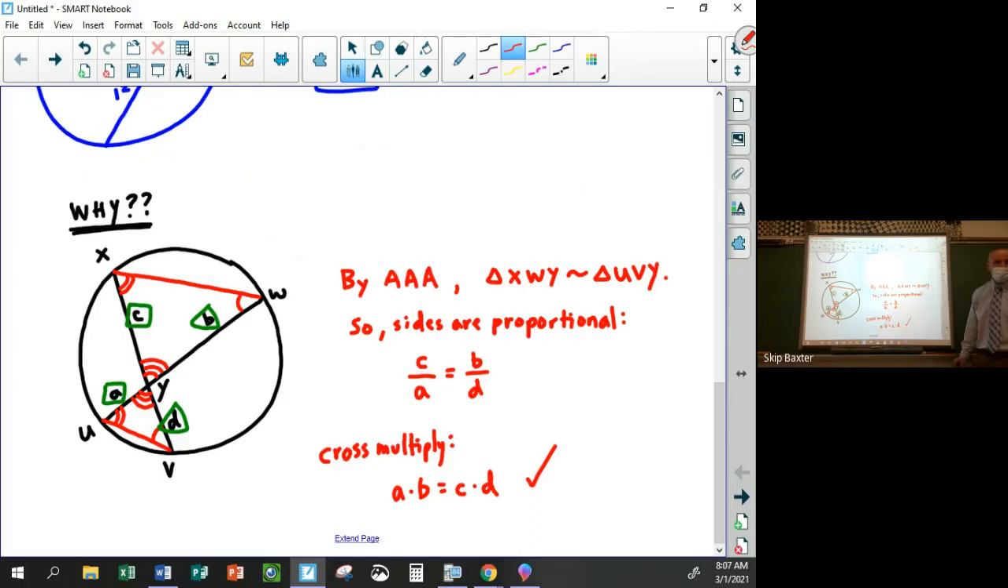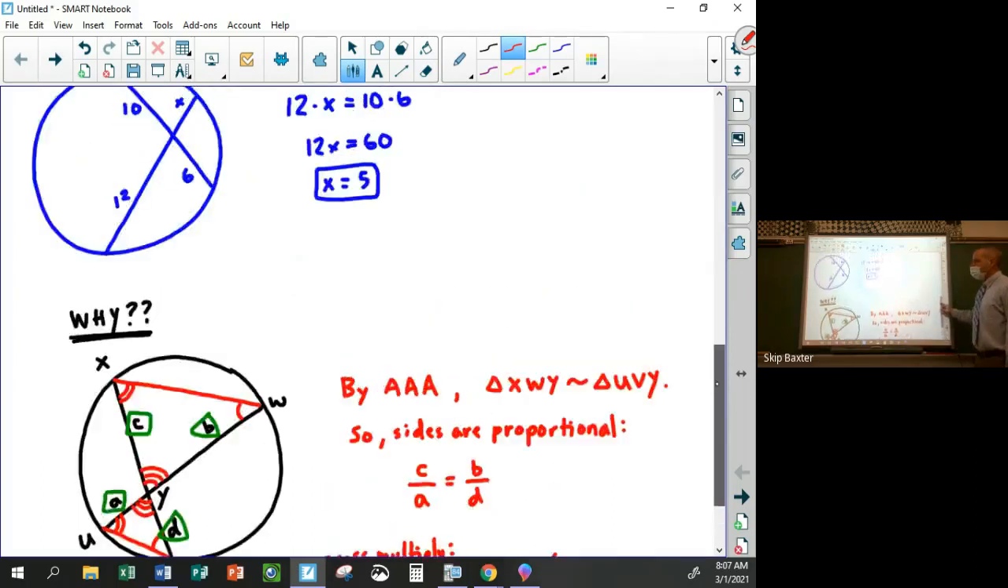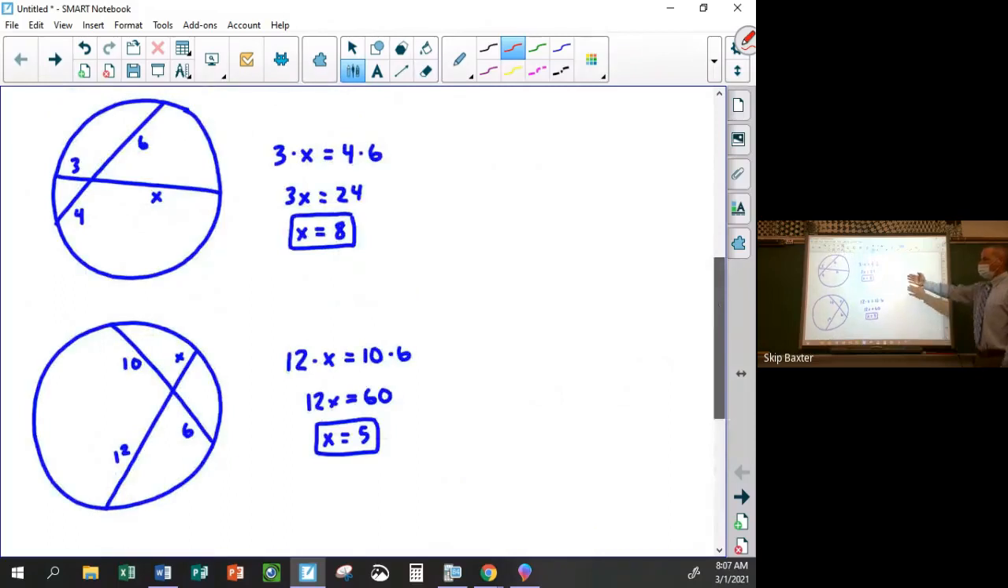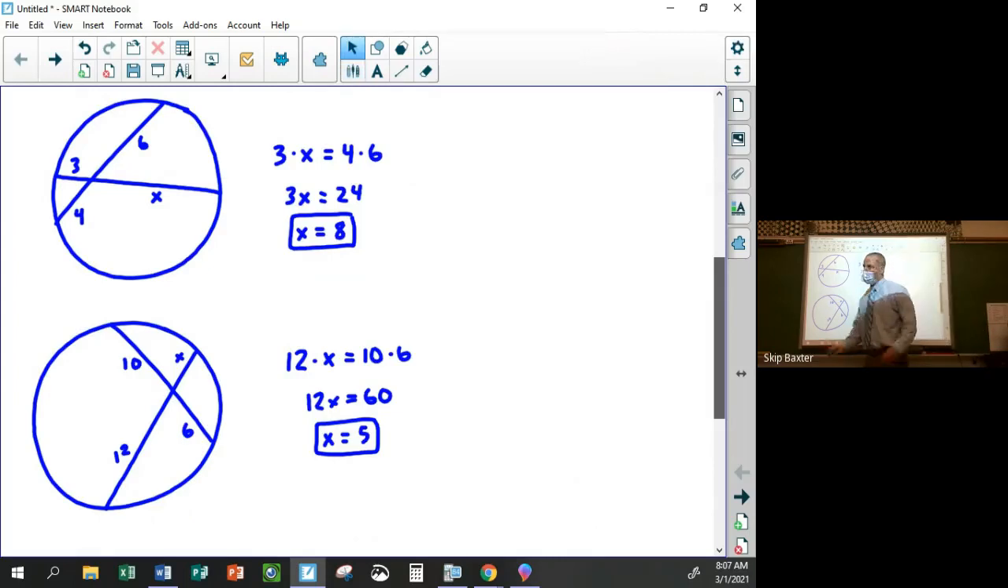Does everybody understand why that's true? Okay, so the Delta Math homework assignments are really just like this. They're going to give you 3 out of the 4 segment lengths. And you just have to find the 4th one by setting up the equation, multiplying, dividing, and getting the answer. That's it. Any questions? All right, so it's on Delta Math. It's just called intersection of chords.